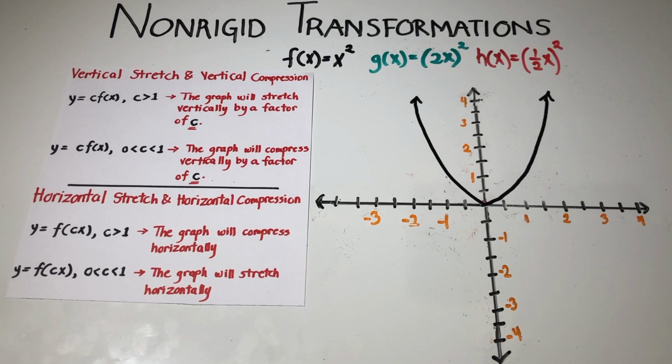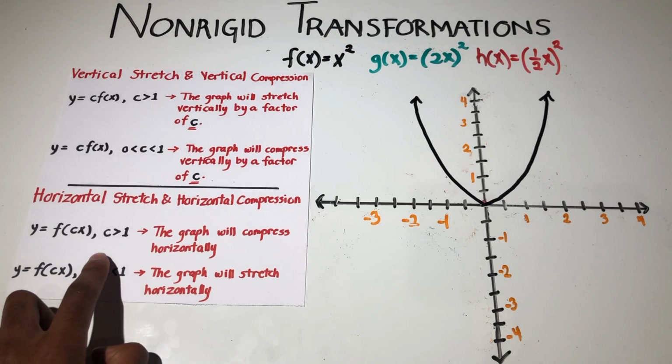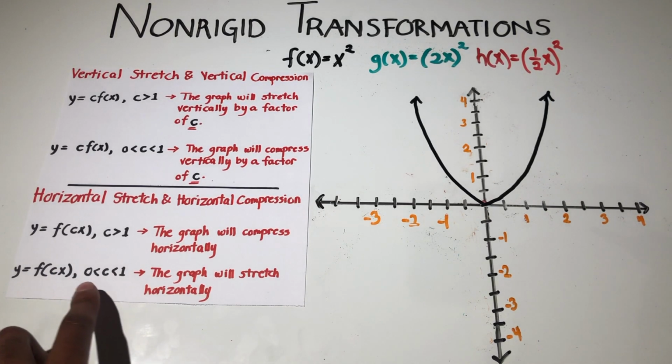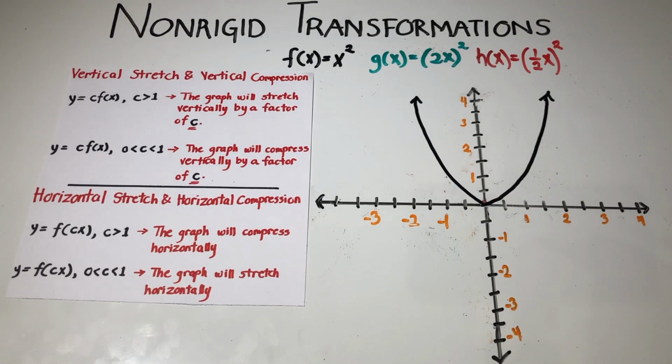Now, as you can see, we have the graph f of x is equal to x squared. I already went ahead and graphed that. This is our basic function. Then we're going to see how the graph g of x is going to behave. And we can see that since we have 2 in our function, well, 2 is c in this situation. And since 2 is greater than 1, then we can say that this graph that we're about to graph is going to compress horizontally. And then looking at h of x, we can see that since half is between 0 and 1, the graph is going to stretch horizontally.